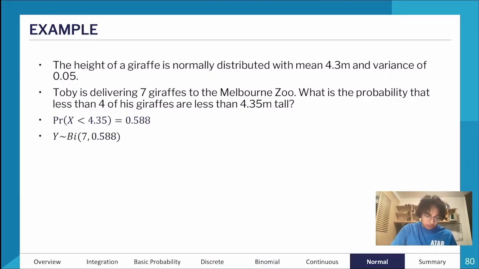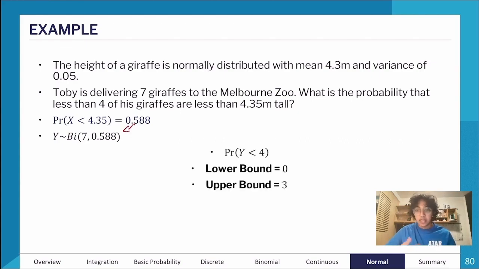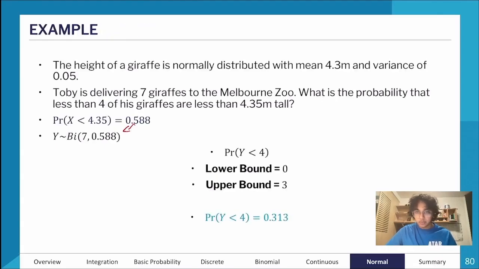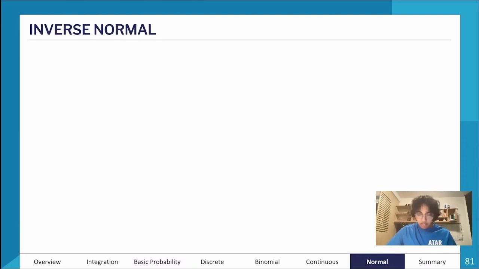And so, we can use this as our fixed probability, sub it in, use a binomial distribution. Again, I'm going to be using binomial CDF. And there we go.